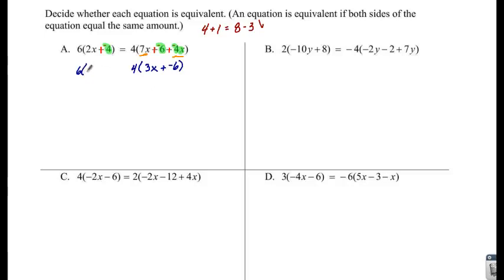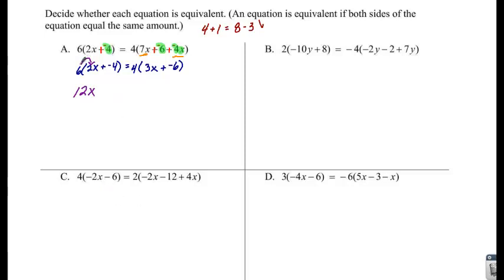We're going to bring down the left side. We're going to write it exactly as it appears. We're still checking to see if these are equivalent. All right, let's start distributing. We have 6 times 2x. That's 12x.